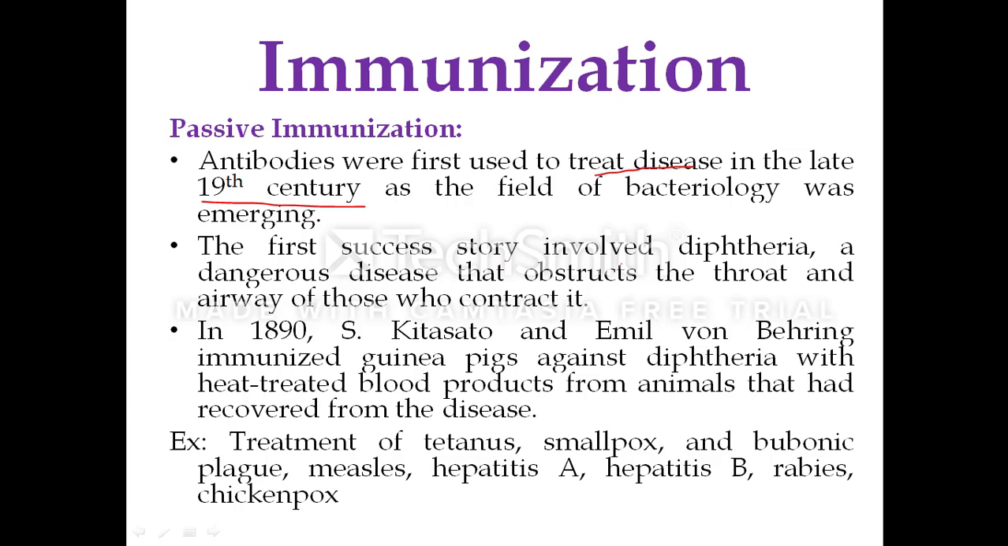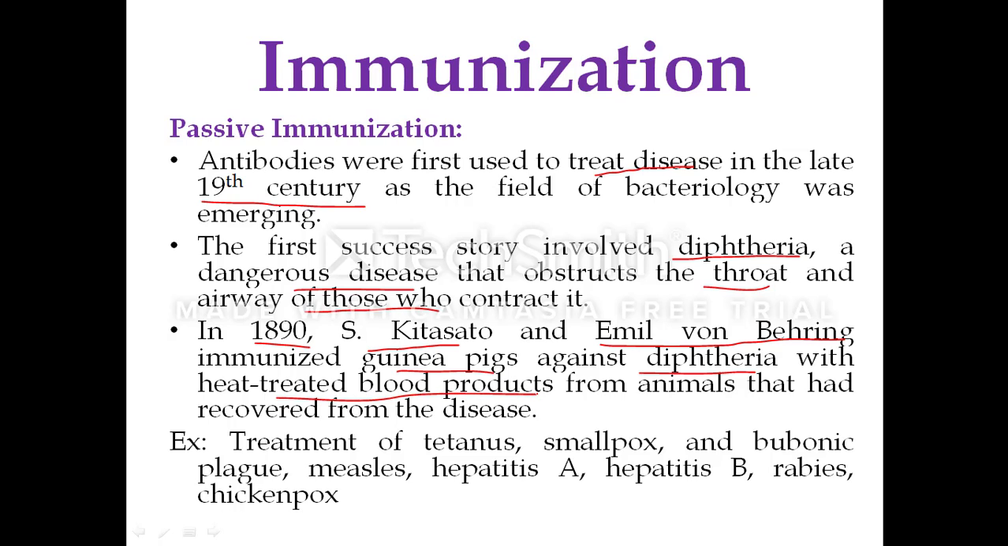The first success story involved diphtheria, a dangerous disease that obstructs the throat and airways in which it is causing the infection. In 1890, S. Kitasato and Emil Owen Baring immunized guinea pigs against diphtheria with heat treated blood products.